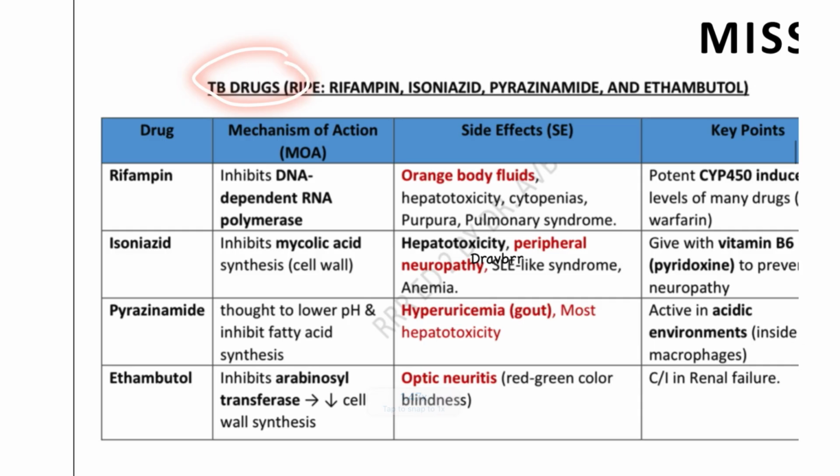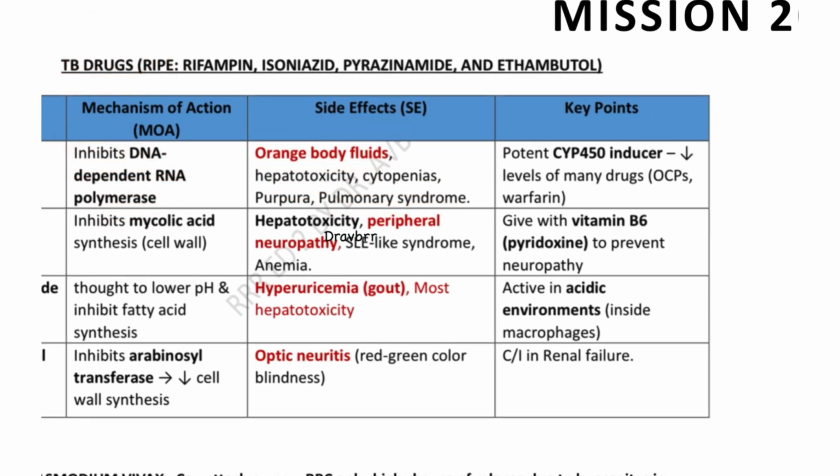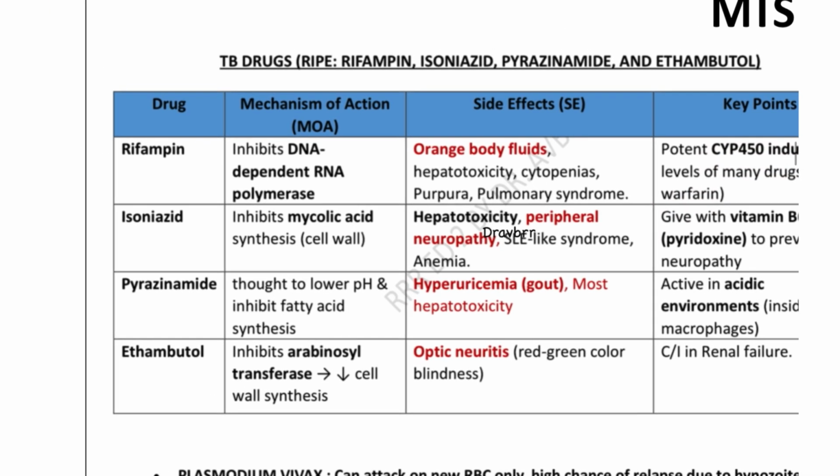Next, TB drugs. You have to know rifampicin is going to act by the DNA-dependent RNA polymerase inhibition. And what are the side effects, guys? Orange body fluids, cytopenia, hepatotoxicity, pulmonary syndrome will be seen. And also it acts as a CYP450 inducer. So with OCPs and warfarin, drug failure will be seen with this rifampicin.